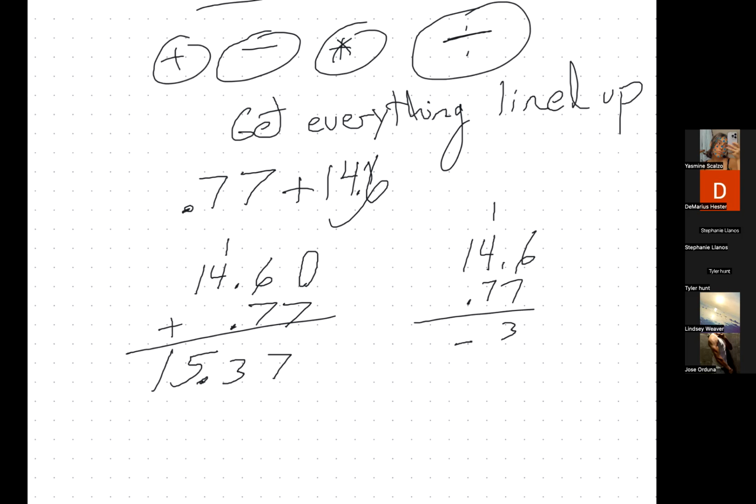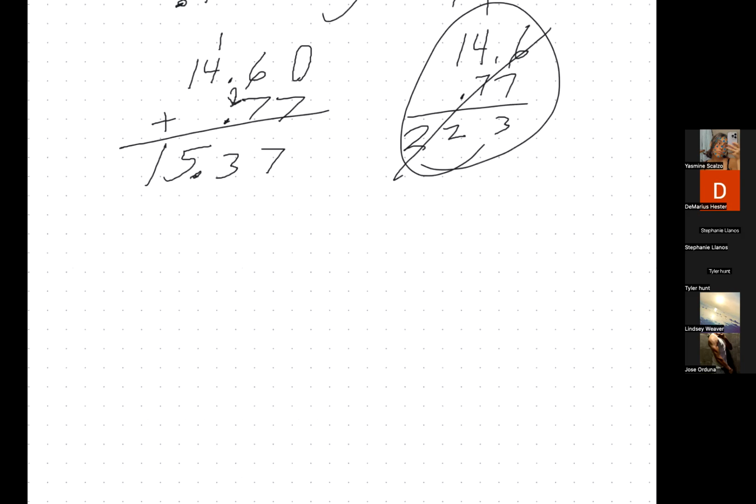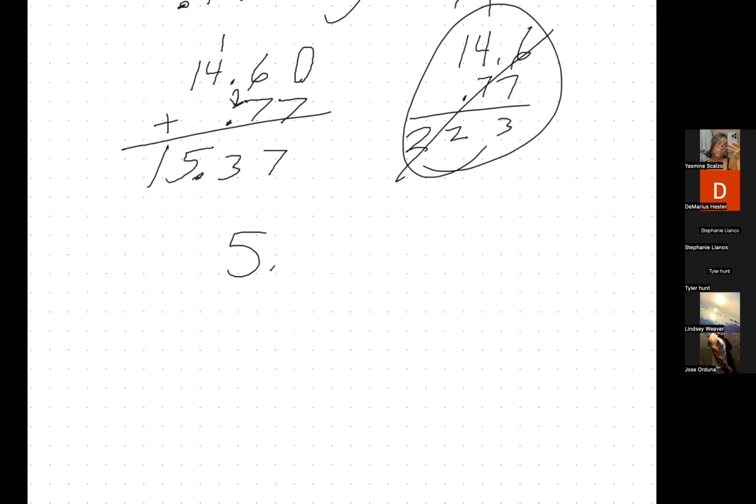That's wrong, and you won't even know where to put the decimal place. You've got to get the decimals lined up with each other like that. It's the same way if we're subtracting. Let's say 5.5 minus 0.41. 5.50 minus 0.41.